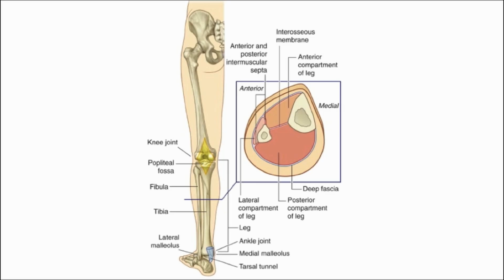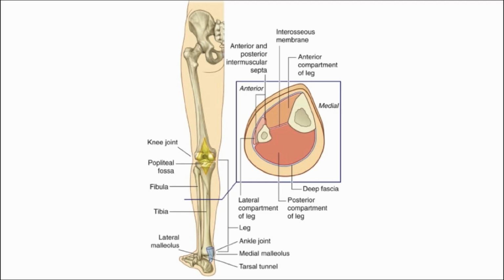There's also an interosseous membrane which links the adjacent borders of the tibia and the fibula across most of their length. There are two intramuscular septa which pass between the fibula and the deep fascia surrounding the limb, and direct attachment of the deep fascia to the periosteum of the anterior and medial borders of the tibia.